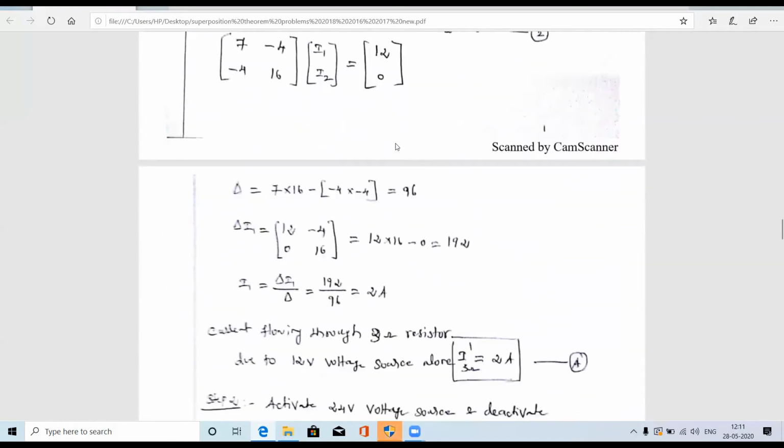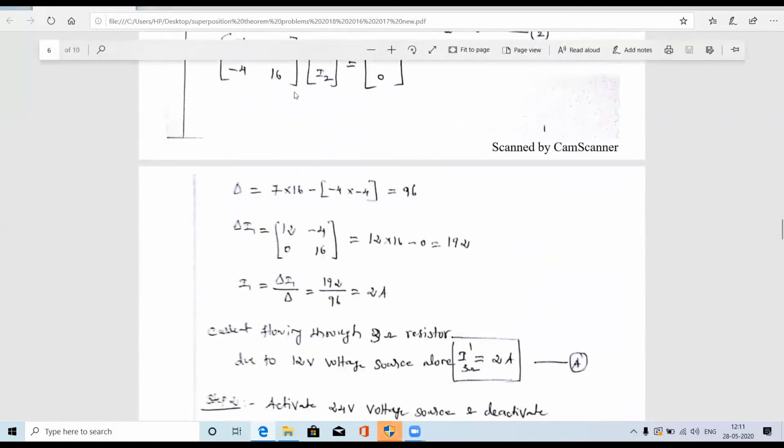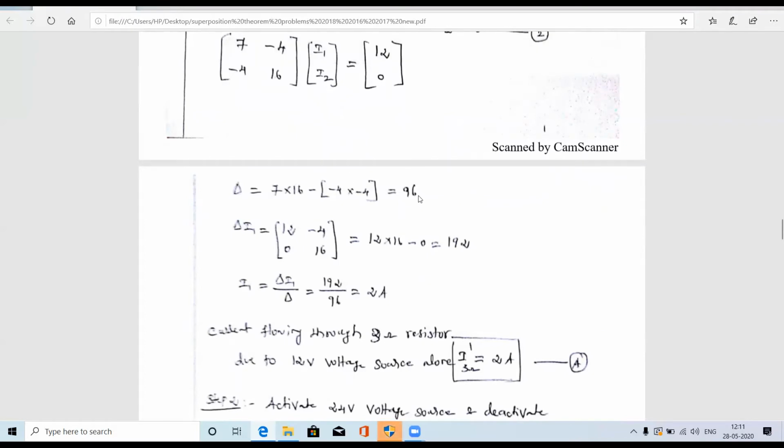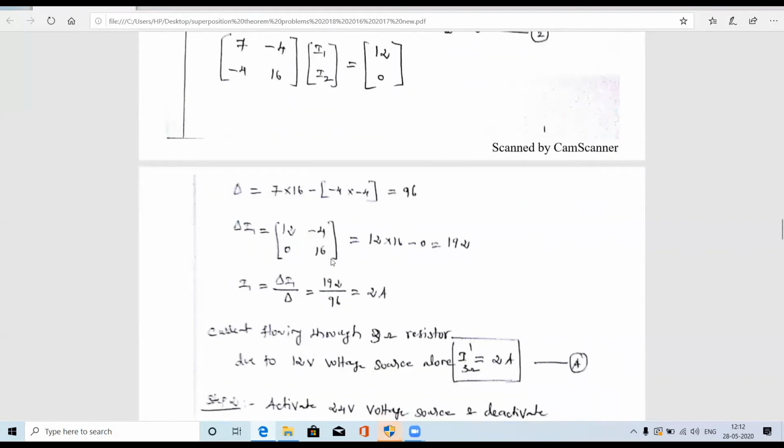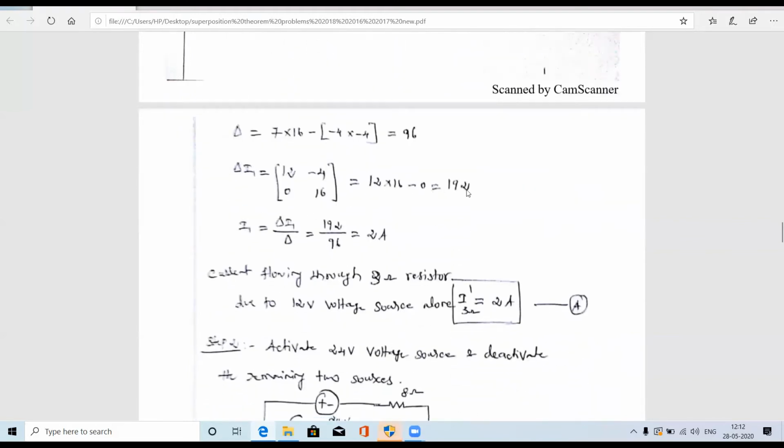From this, you just find the determinant value. The determinant value is 96. And we have to calculate del I1. So what is del I1? In the 2 by 2 matrix, replace the first column by the constant values 12 and 0. Substituting, we will get the answer 192. Therefore, the current I1 is the ratio of del I1 divided by del, so 192 divided by 96. So the current is 2 amps.